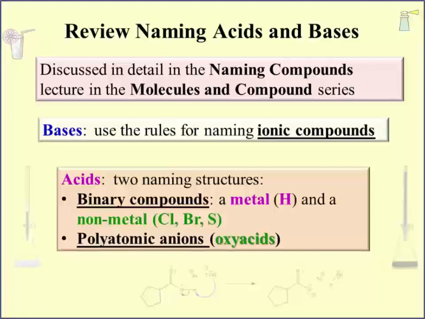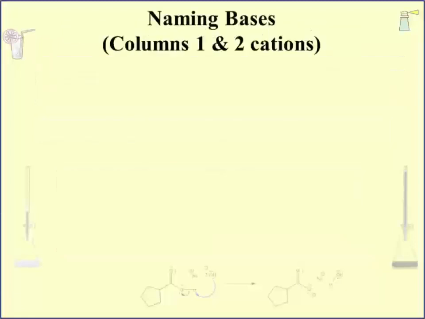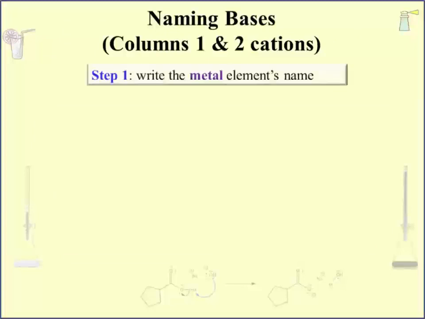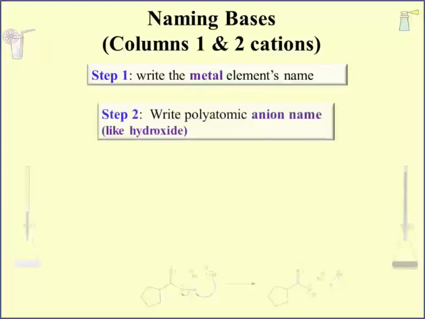Let's do bases first. As said, naming bases is the same as naming ionic compounds, limiting the naming structure to just bases composed of cations from columns 1 and 2 on the periodic table. We have a two-step process. Step 1 is to write out the metal element's name. Step 2 is to write out the polyatomic anion name, like hydroxide. Pretty straightforward.